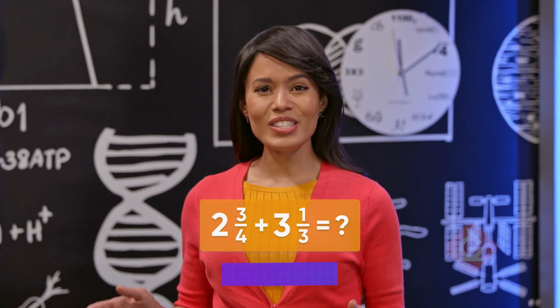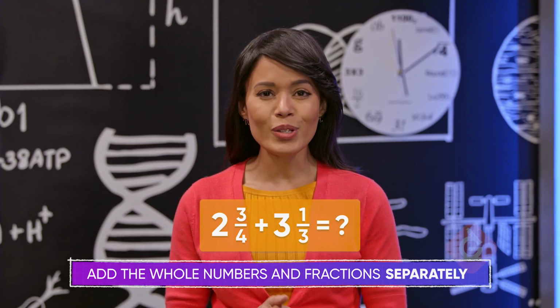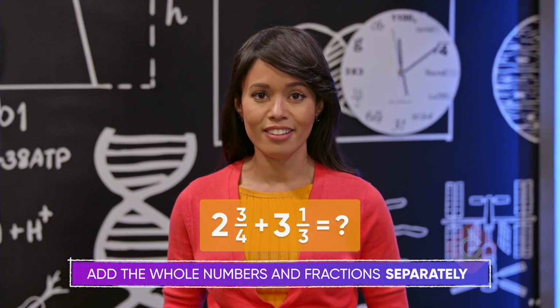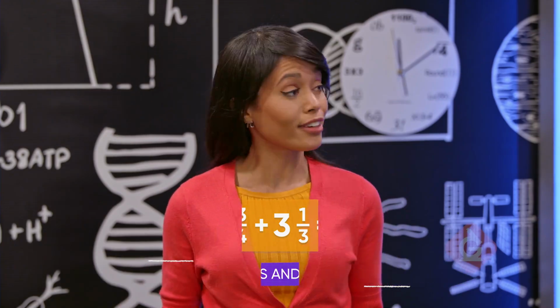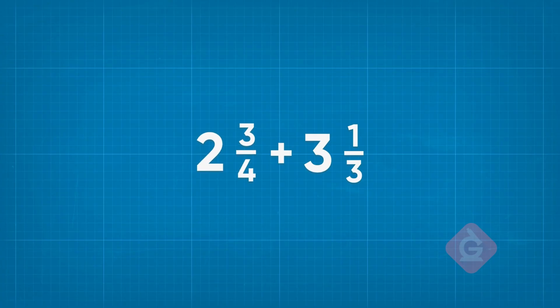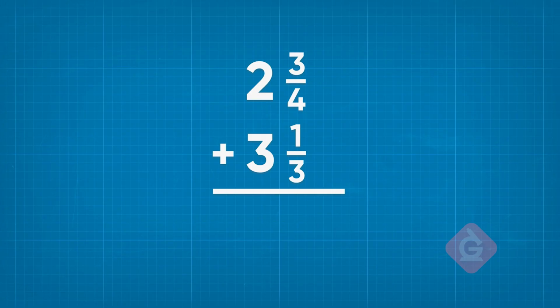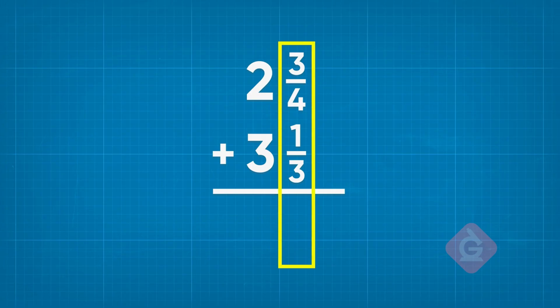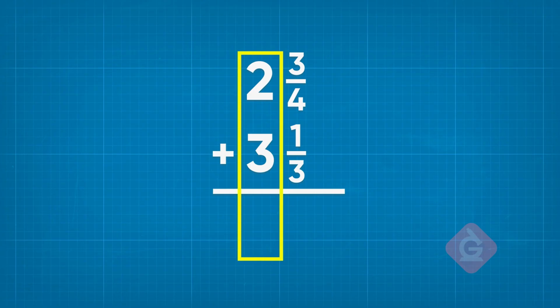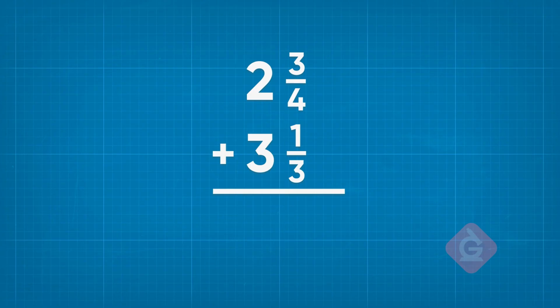One way to do this is by adding the whole numbers and fractions separately, then adding those values together. You can see what I'm talking about more clearly if we stack the numbers on top of each other like this. Now we can add fractions in a column and the whole numbers in another column. Since these fractions don't have the same denominator, let's start by finding common denominators.